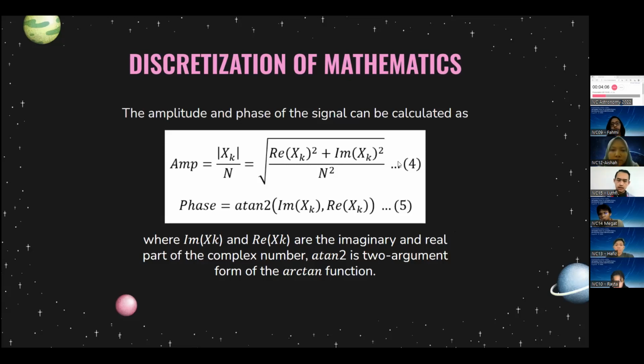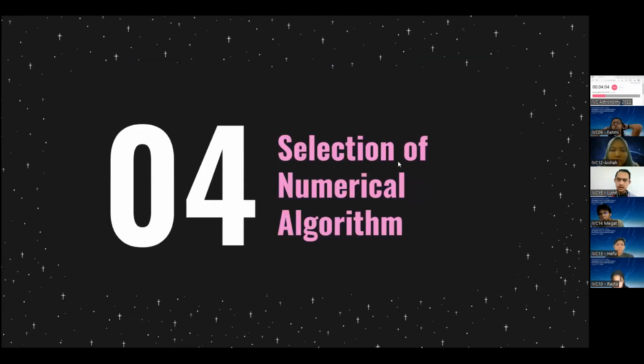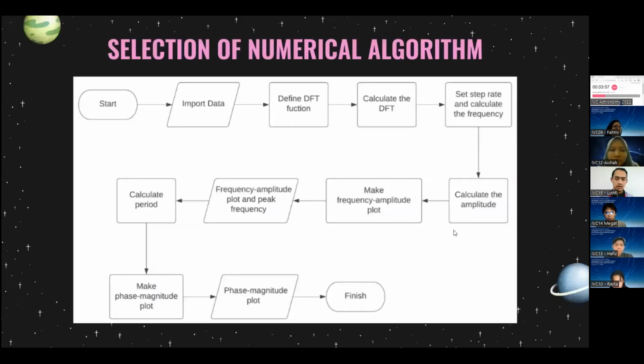Okay. After we discretize the mathematics, the next step is the selection of a numerical algorithm. We need to be able to solve the discrete problem rapidly on our computer by selecting and putting the numerical algorithms in the proper order. So here we show the algorithm in a simple flowchart. We start from the rounded corner box in the upper left. First, we import the data consisting of the epoch or Julian date, the apparent magnitudes, and the uncertainties. Second, we define the DFT function and then calculate it.